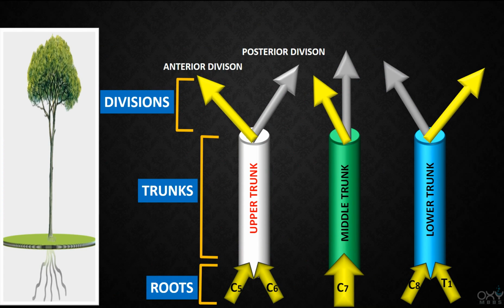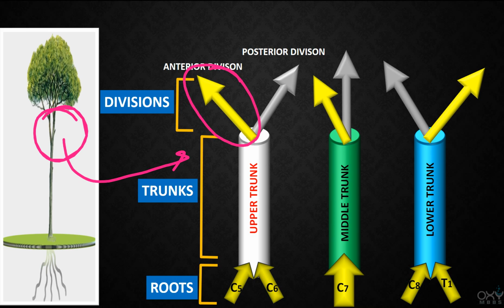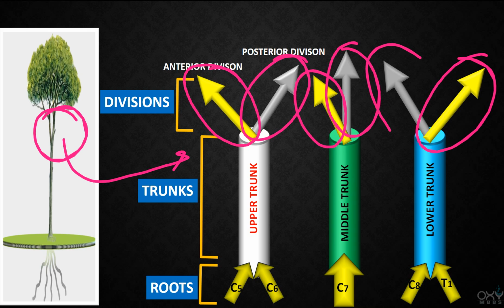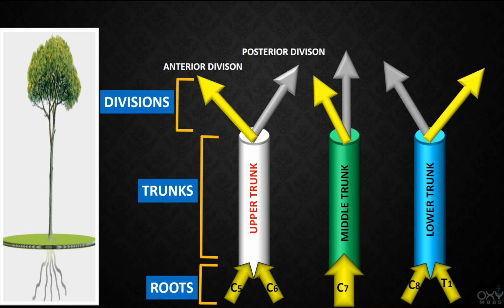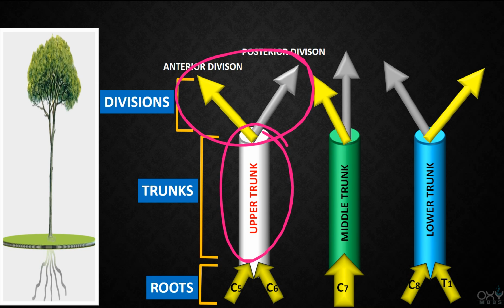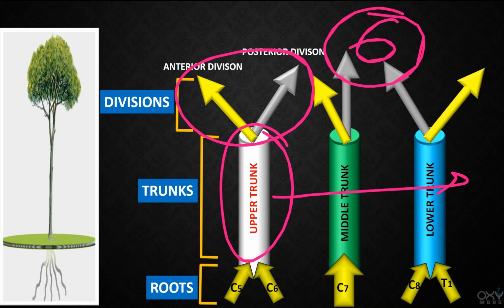Now, as you know, like a tree, these trunks will also divide into two divisions. One is anterior and one is posterior. So friends, from each trunk, two divisions. So how many divisions are formed from three trunks? Obvious friends, 6 divisions from 3 trunks.